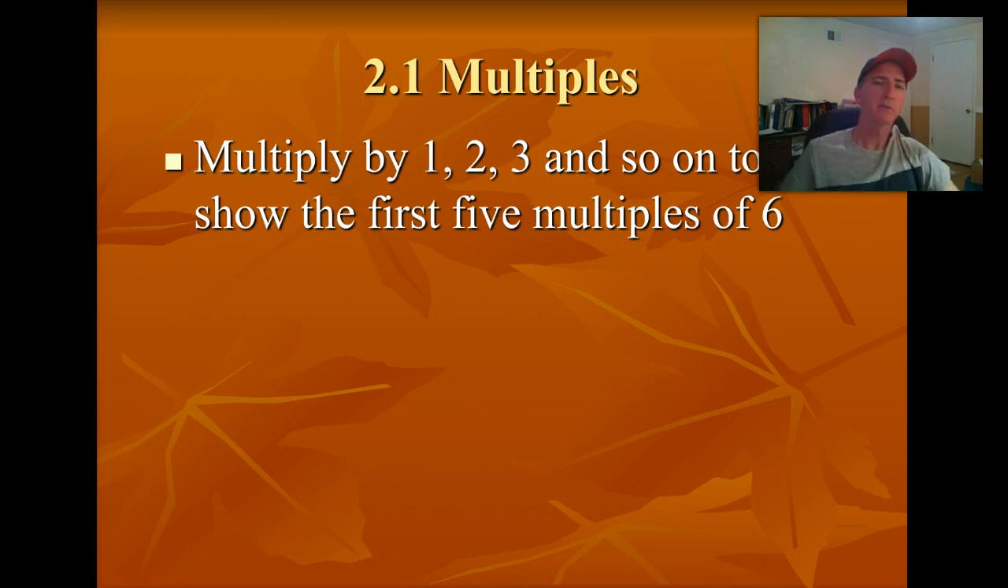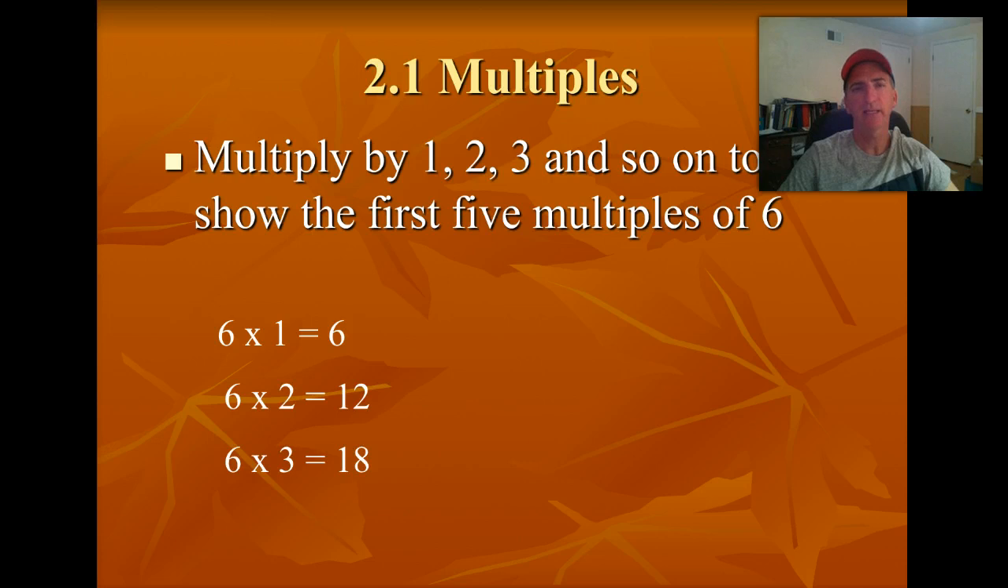So then we get into some questions in your homework. You have to be able to list multiples. So they do that this way in our book. They say, well, multiply by 1, 2, 3, and so on to show the first 5 multiples of 6. Okay, so there's our first one. Basically what you're doing here is you're saying, well, what's the first thing that multiplies to get 6? No decimals or fractions are allowed in this, no negative numbers. 6 times 1 is 6. Okay, therefore, 6 is the first multiple of 6. 6 times 2 is 12. 12 is the next multiple.